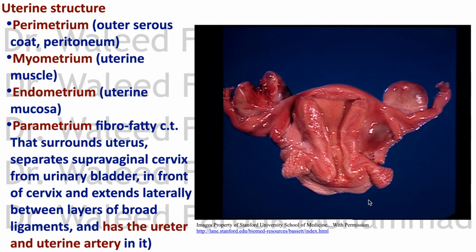You get access to it through a vaginal hysterectomy from the lateral fornices, when you cut and ligate the uterine artery, and be careful not to ligate the ureter with it in the parametrium.